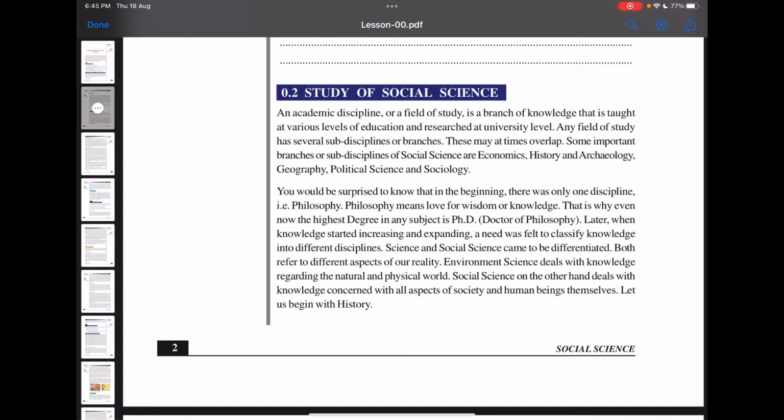Science and social science came to be differentiated. Both refer to different aspects of our reality. Environmental science deals with knowledge regarding the natural and physical world. Social science, on the other hand, deals with knowledge concerned with all aspects of society and human beings themselves. Let us begin with history.